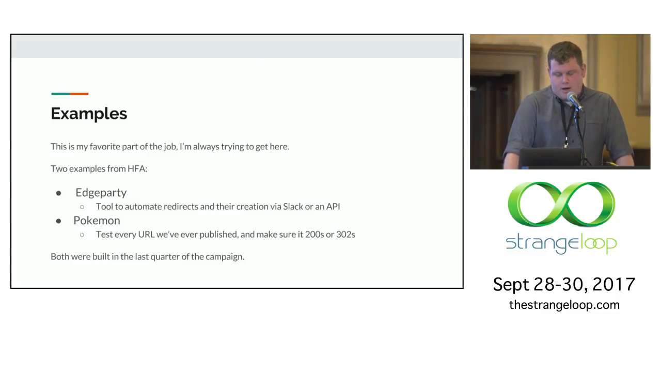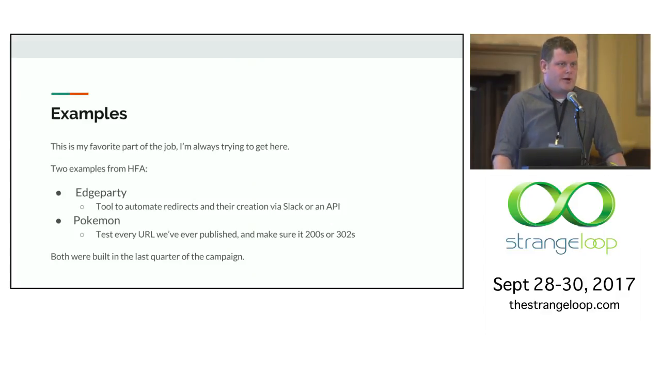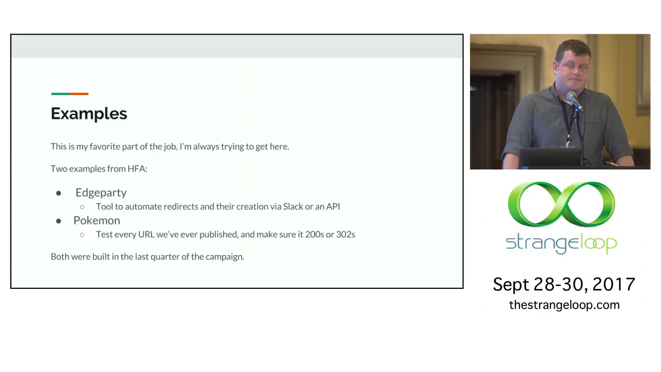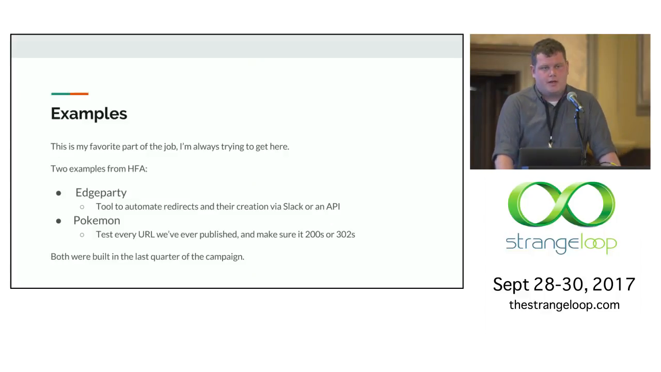And then Pokemon. We wanted to test every single URL because we thought it was a good idea. And Pingdom got expensive, so we turned off our Pingdom account and basically never stopped DOSing ourselves for the next 3 months. But it provided response metrics for both time and validity of all of our URLs, which was really helpful for us measuring growth over time. And yeah, they were both built in the last quarter of the campaign.